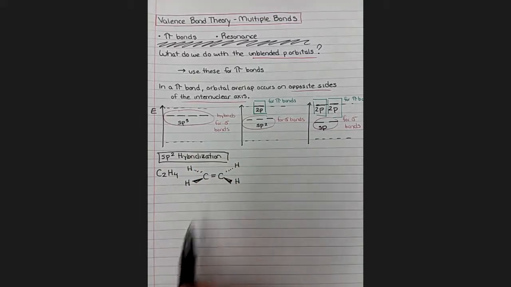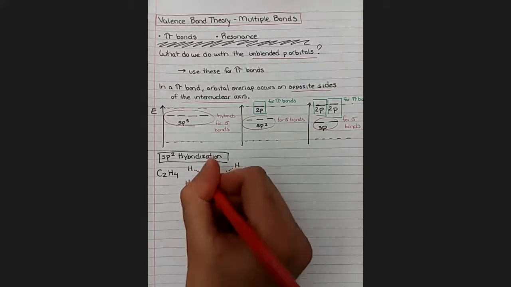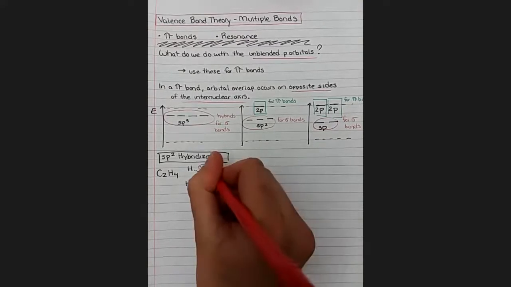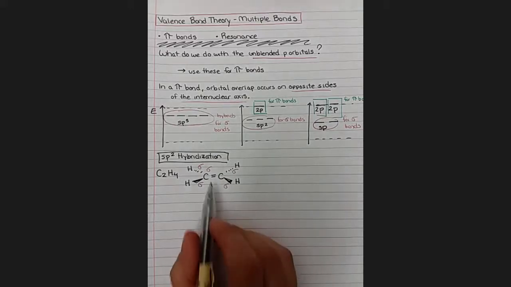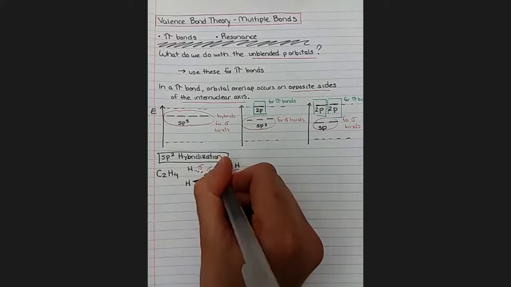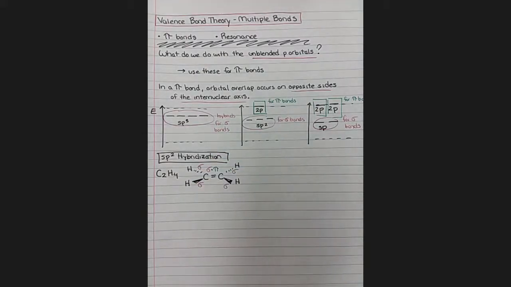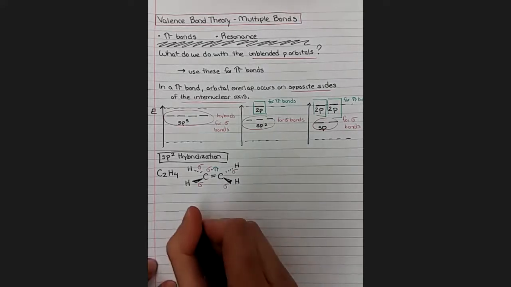And so we learned how to count sigma and pi bonds before. We said that the first bond made between any two atoms was always a sigma bond, because that was the strongest. So there's 1, 2, 3, 4, 5 sigma bonds in this molecule. And any additional bonds, more than one, those were all pi bonds. So there's one pi bond between this carbon and the other carbon. So let's try and picture what that overlap looks like.